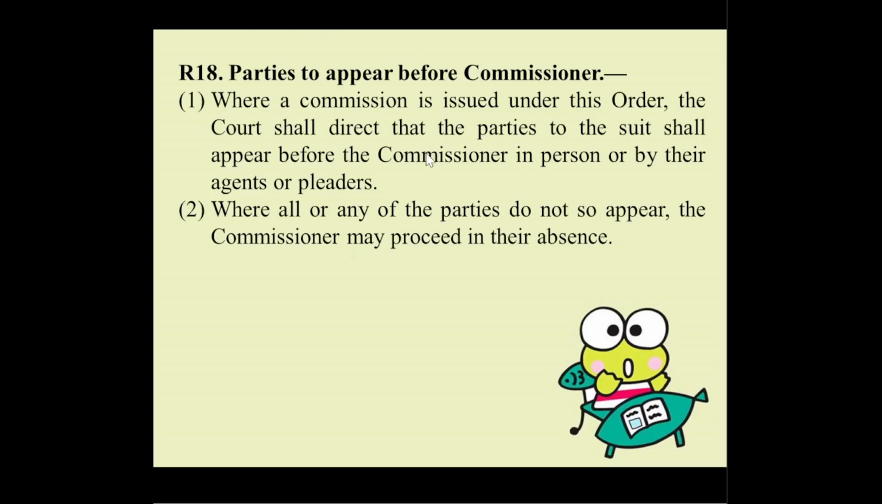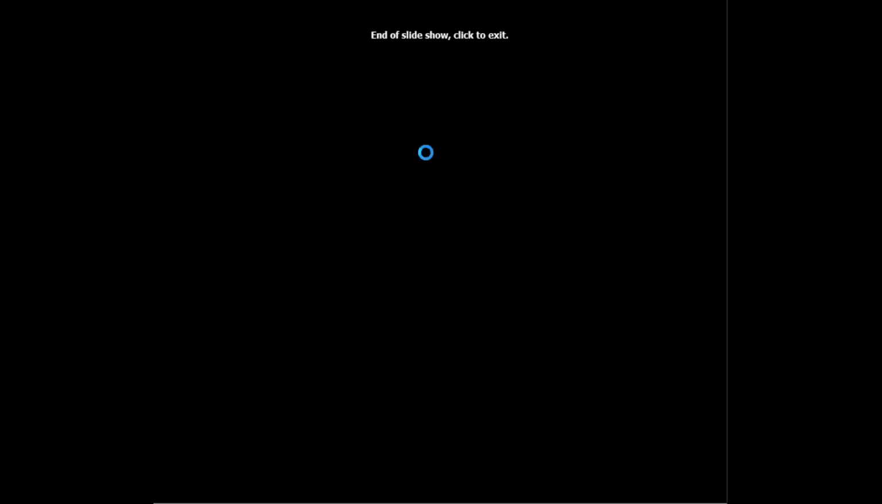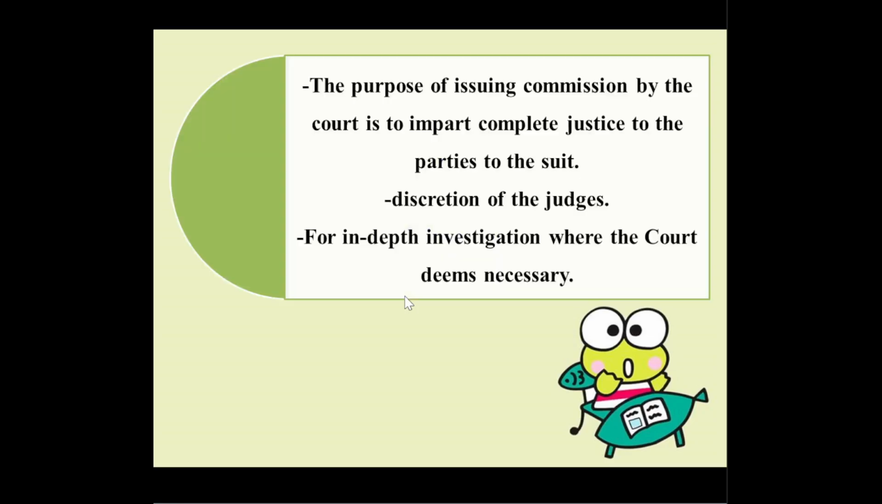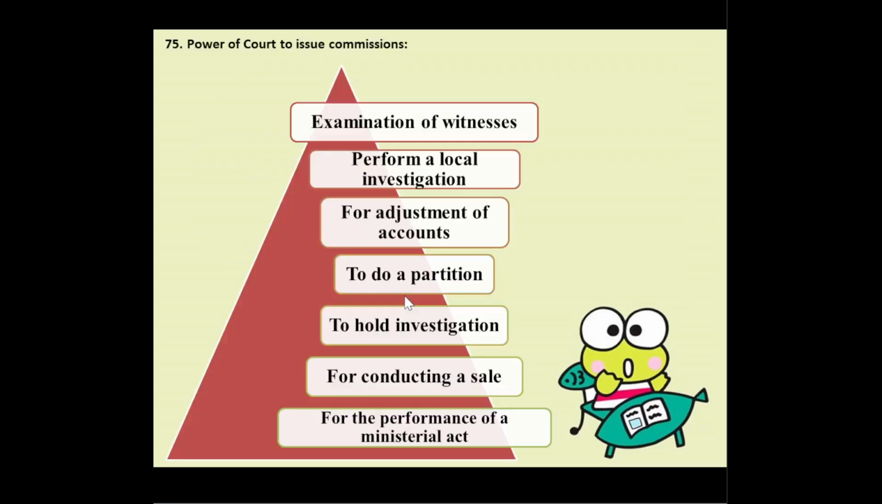In this lecture, we have discussed some basic elements of commissions: what the purposes are, what powers are given to the commissioner, and under what circumstances a commission may be issued. Let's take a quick review. The relevant sections are sections 75, 76, 77, 78, which are to be read with Order 26 of the Code of Civil Procedure. The basic motto of issuing a commission is to do complete justice to the case and to the parties. As I have already mentioned, it is at the discretion of the judges, and these are the various purposes for which the commission may be issued by the court.